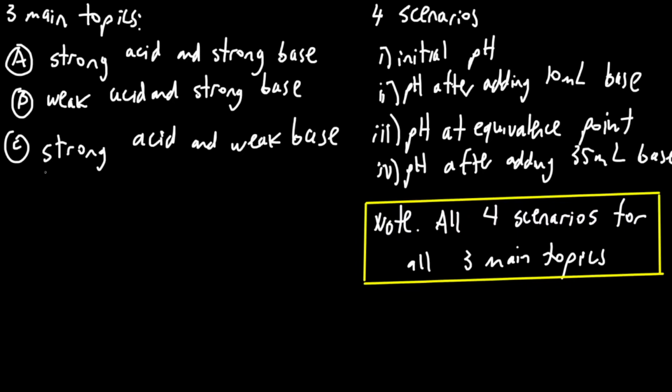So for example, if you have a strong acid and a strong base, so topic A, you can calculate number 1, the initial pH. You can calculate number 2, pH after adding 10 milliliters of base. You can also calculate pH at equivalence point, and you can also calculate pH after adding 35 milliliters of base.